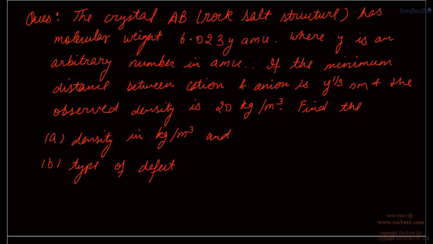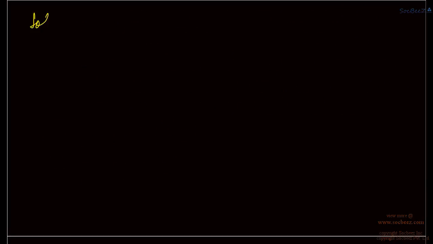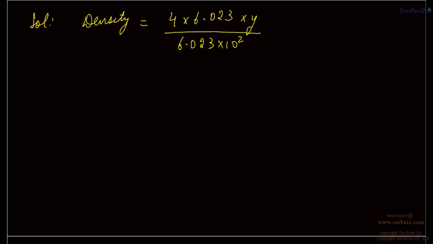Now density here equals, has molecular weight as 6.023 y. So density here equals 4 into 6.023 into y upon 6.023 into 10 raised to the power 23 into 8 into y into 10 raised to the power minus 27. Because here edge length equals 2 y raised to the power 1 by 3, because minimum distance between cation and anion is y raised to the power 1 by 3. Therefore, from here edge length can be made out to be equal to 2 into y raised to the power 1 by 3.